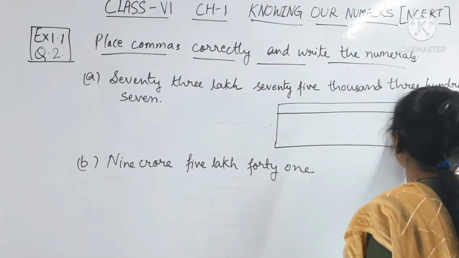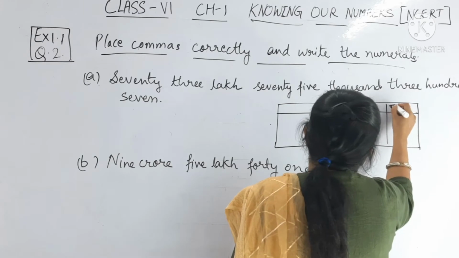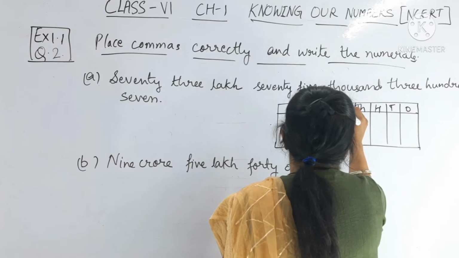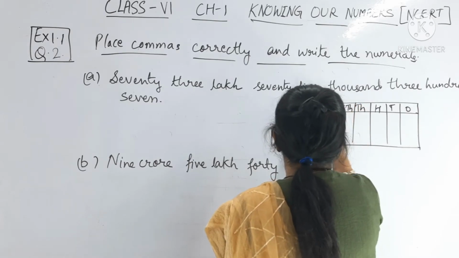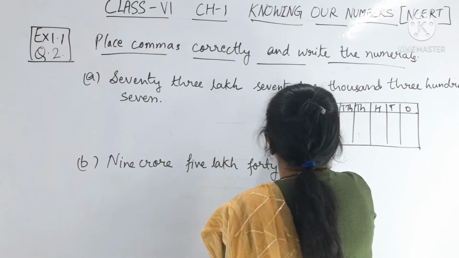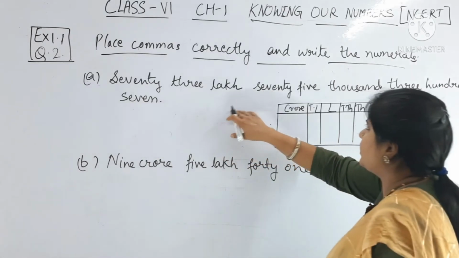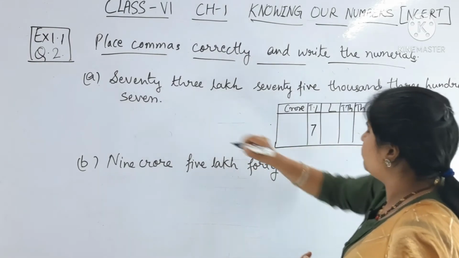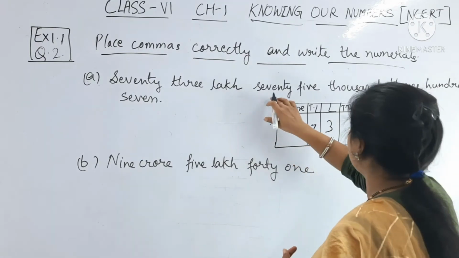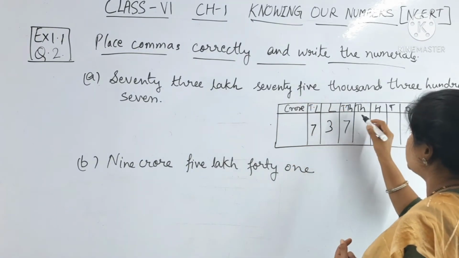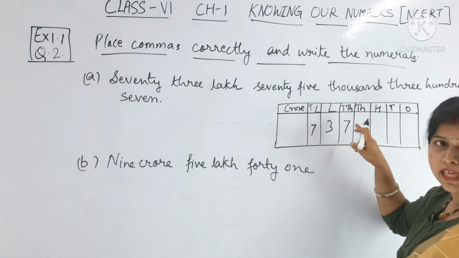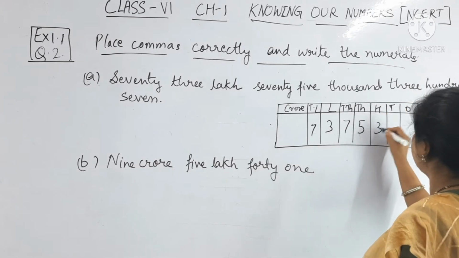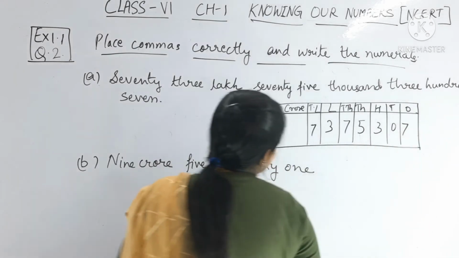So I am making the Indian system place value chart. Ones, tens, hundreds, thousand, 10,000, lakhs, 10 lakhs, crore. Okay, so here is 73 lakh. 70 means in 10 lakh we have to write 7 and 3 here in place of lakh. Okay, then 75,000. 70,000 means here 10,000 and 5 will be in 1000. Then 307. Okay.